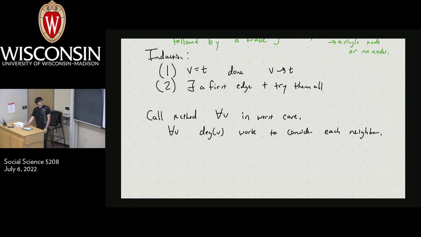Okay? So in total, what's the running time? It's the sum of all V of the degree of V. There's technically a +1 too, because we do some constant work on V itself. And does this look familiar? I think it does. It's O of V plus E.